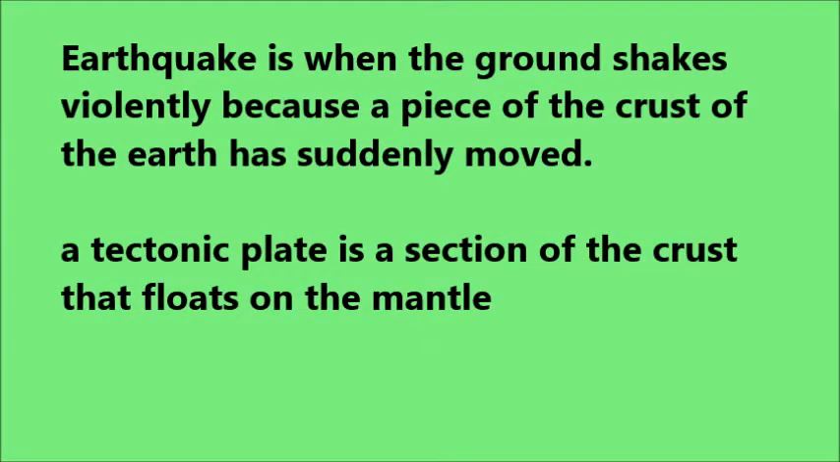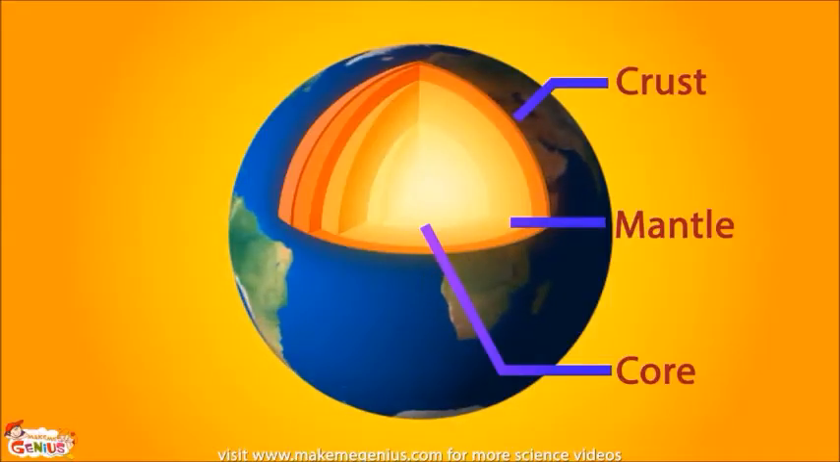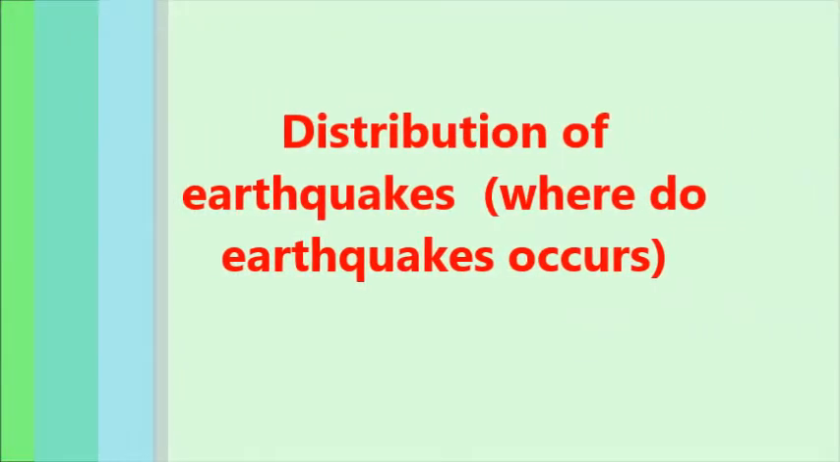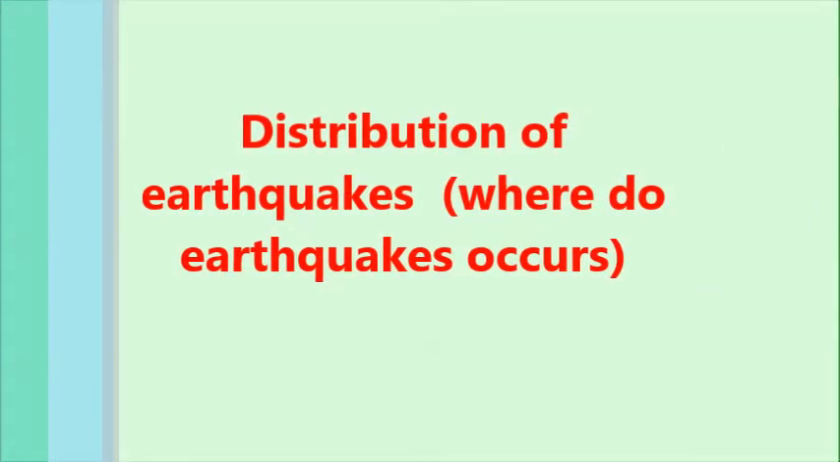To define an earthquake, it is when the ground shakes violently because a piece of the crust of the earth has suddenly moved. A tectonic plate is a section of the crust that floats on the mantle. Earthquakes do not happen anywhere in the world, but happen along plate boundaries, for example, the Nazca and South America plates.